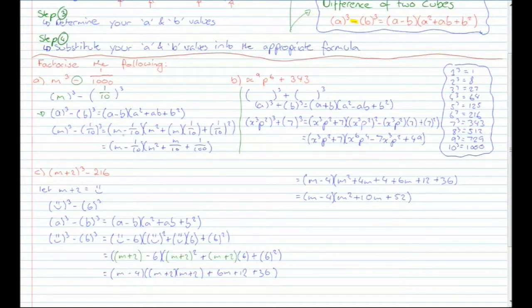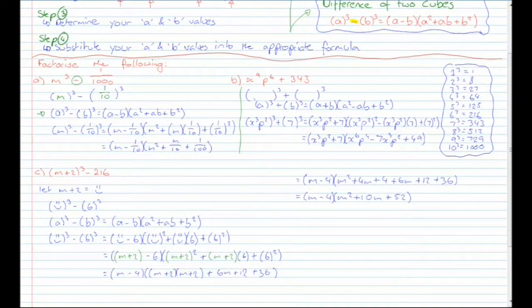Substituting these into the formula now, you get m minus 1/10 bracket m squared plus m times 1/10 plus 1 over 10 squared. That then simplifies to get m minus 1 over 10 in one bracket and m squared plus m over 10, because you go m times 1 is m over 10, plus 1 over 100 because 1 squared is 1 and 10 squared is 100.